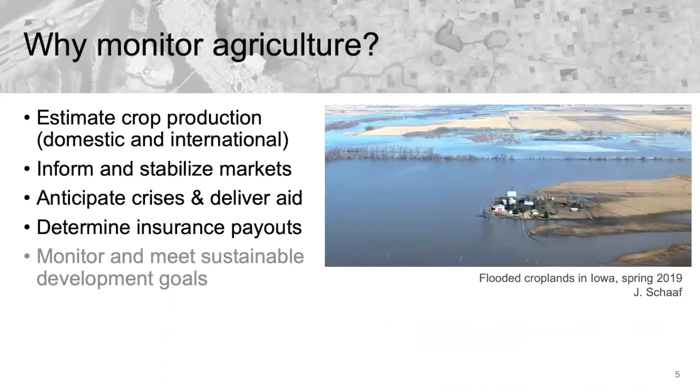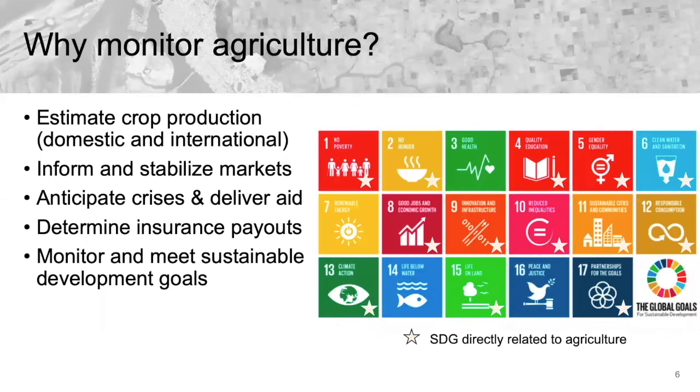We're also using machine learning and agricultural monitoring to help companies determine their insurance payouts. Here's an example of when this is necessary, where we had these extremely flooded croplands in Iowa in this past growing season. And finally, we want to be able to monitor and meet the UN Sustainable Development Goals, and agriculture reaches almost all of these, either directly or indirectly.